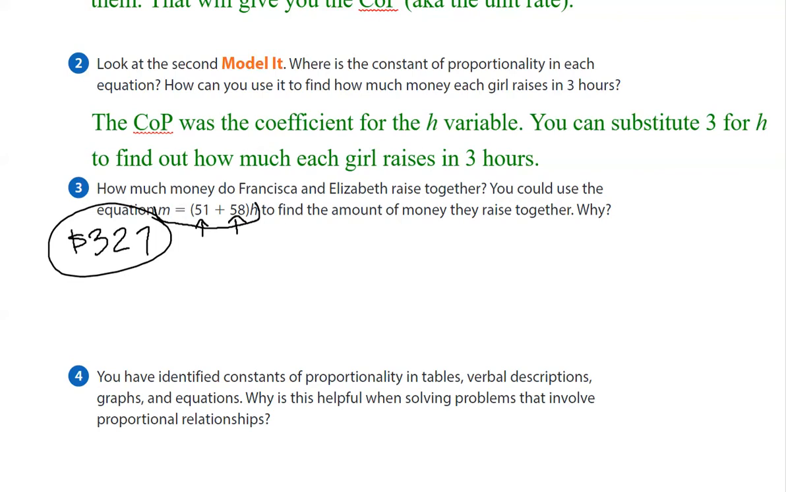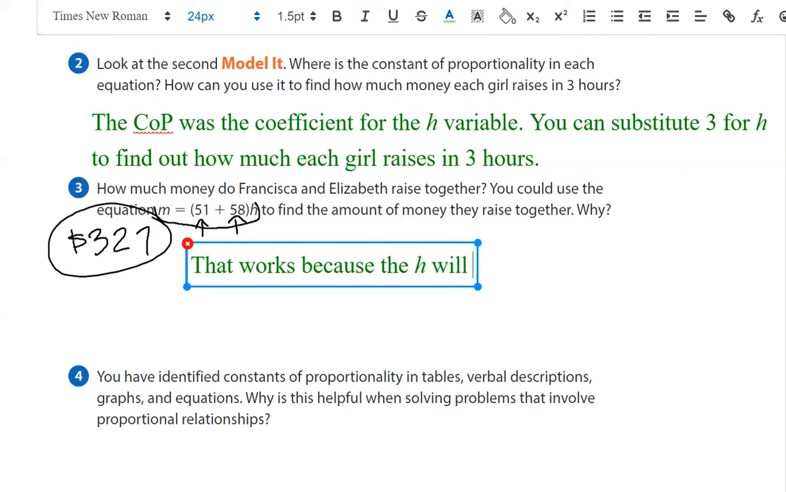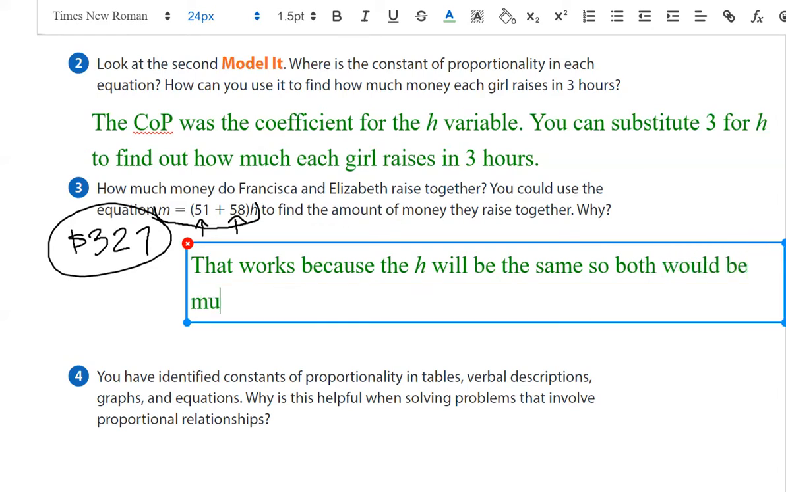Let's see. That works because the h will be the same. So both would be multiplied by 3 anyway.